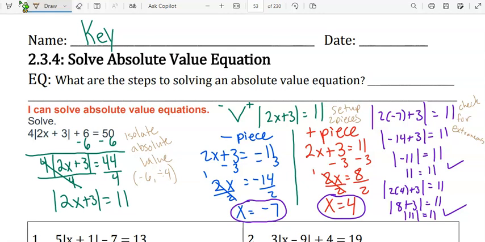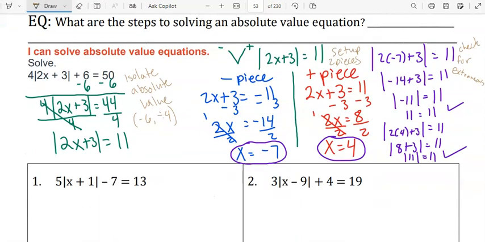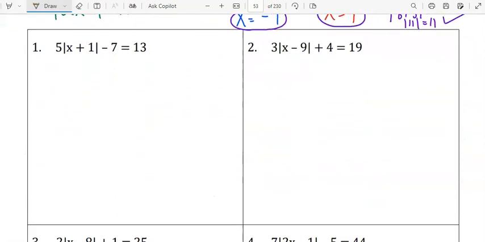And again, you can skip this check for extraneous step if there's no x's on the outside. And you could skip the step of the two pieces if it equals a negative number. You always need to isolate the absolute value, though, unless it's already isolated. Try the other problems on this page on your own.